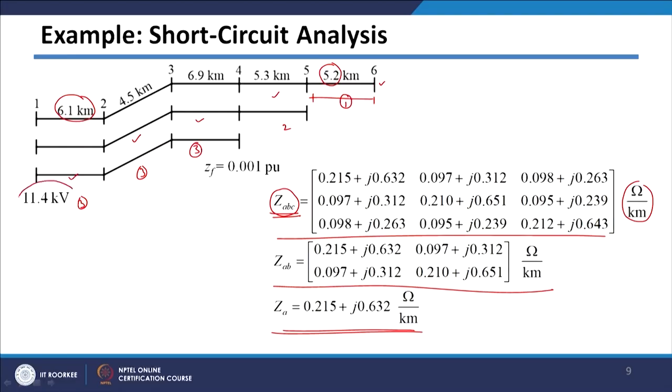Then I am considering the initial voltage of bus number 1, which will be 11.4 kV, and which is 3 phase voltage. Then we are going to consider the fault impedance, which is 0.001 per unit, and in all the 3 cases we are going to consider the fault occurring at bus 4. So, as a first step we have seen that we should know the BIBC and BCBV matrices for this particular system.